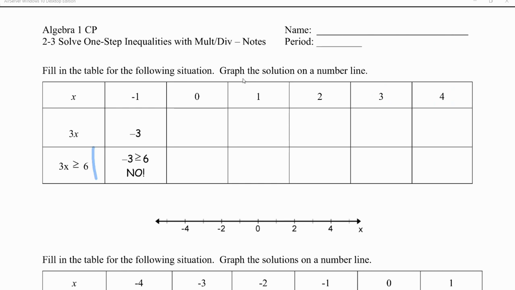The given inequality is 3x is greater than or equal to 6. So we want to substitute 0 for x. 3 times 0 is 0, and 0 is not greater than or equal to 6. Substitute x equals 1. Actually, let's do all the operations first.